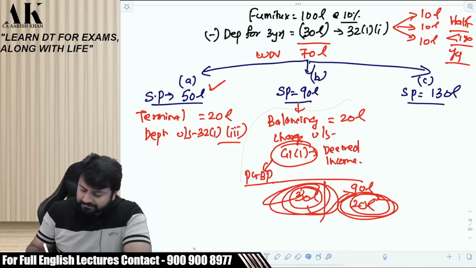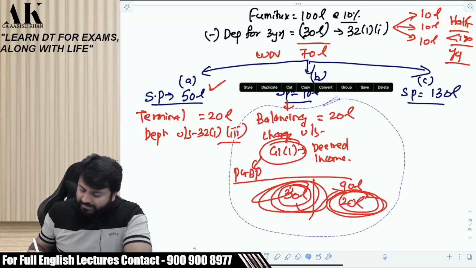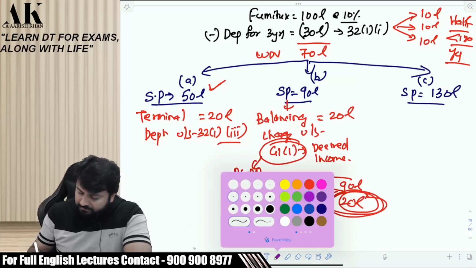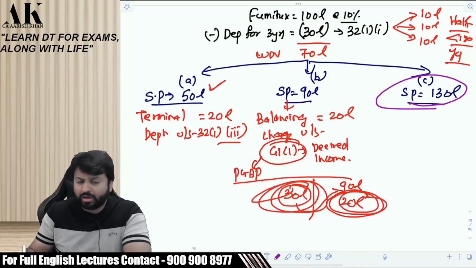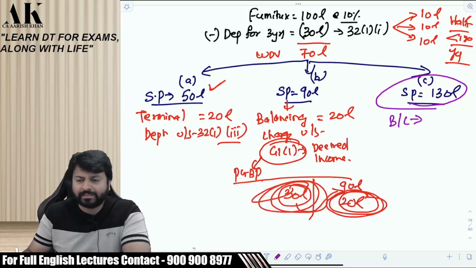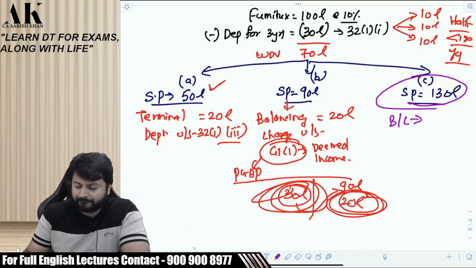Now the third one. If you sell the asset for even more than the cost, then first, balancing charge. How much will be the balancing charge? Apply your common sense and tell me. Only 30. Don't take 60.